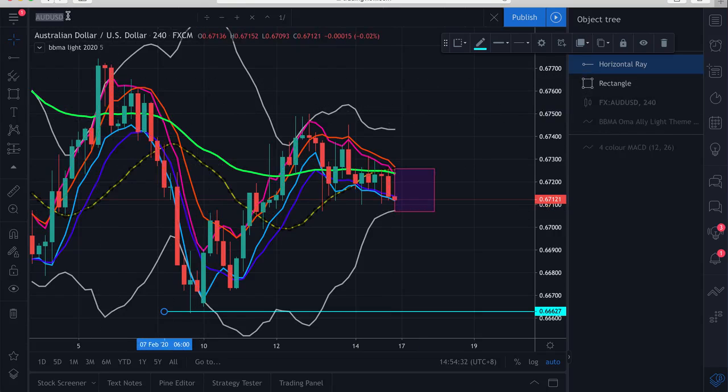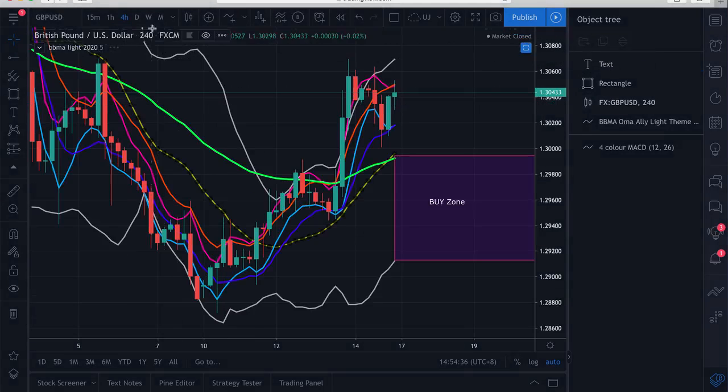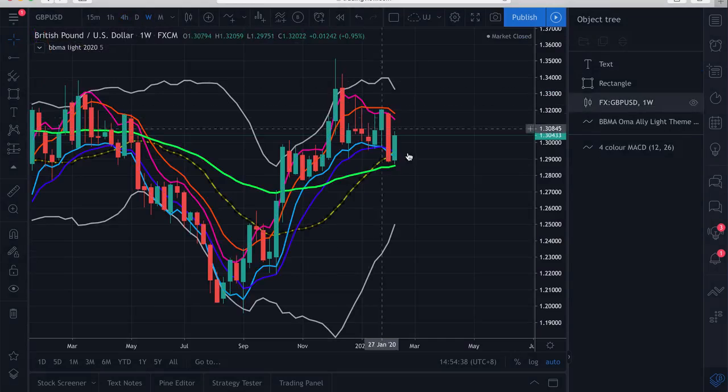Next pair, GBP USD. Okay, GBP USD in a weekly time frame is a re-entry buy. Okay, CSM buy, re-entry buy. This is a strong buy in weekly, because the MA50 is here and mid BB is here, and the MA510 low is also here.